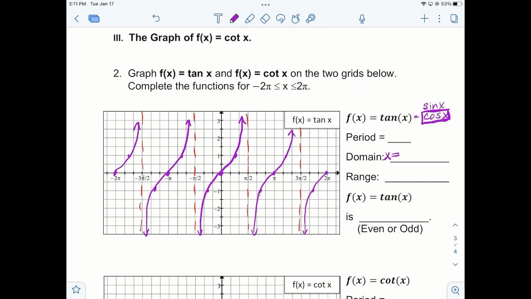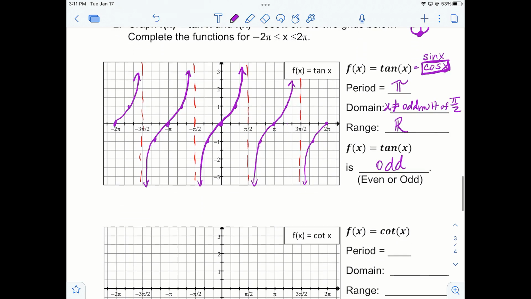So do you see that the domain of tangent and secant are the same? That should make total sense because the denominator of secant and tangent are the same thing. They both have cosine. And where is that bad? When cosine is 0. That's here and here. That's where I get that domain. What's the period of tangent? It's just pi. The range, pretty easy to see, all reals or negative infinity to infinity. And tangent is an odd function.